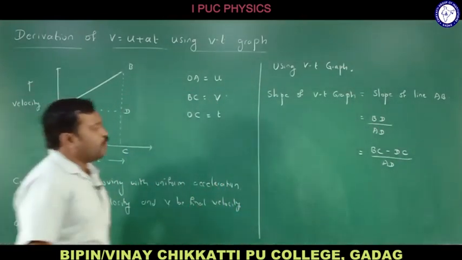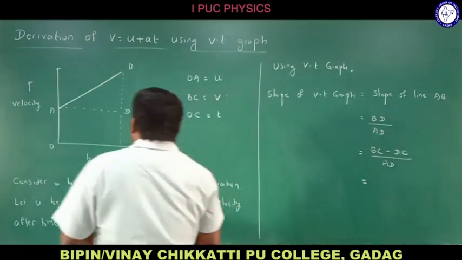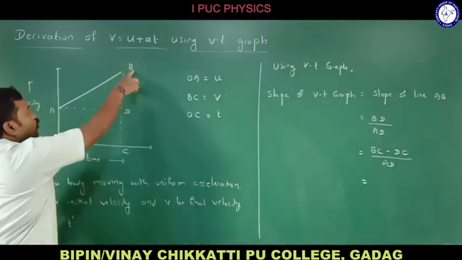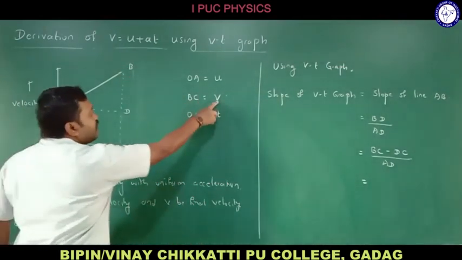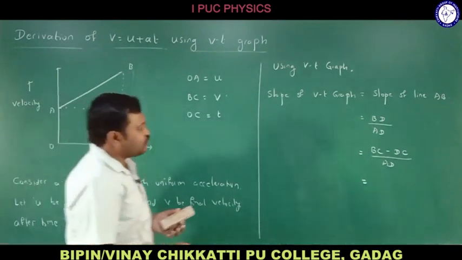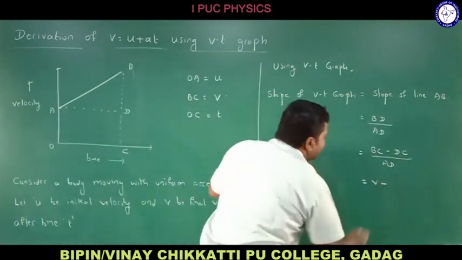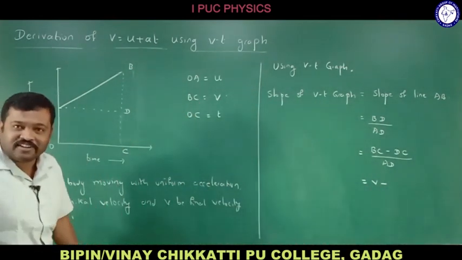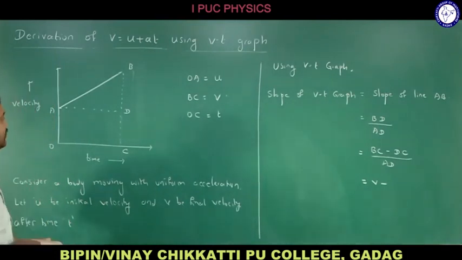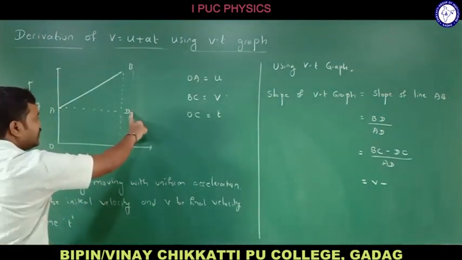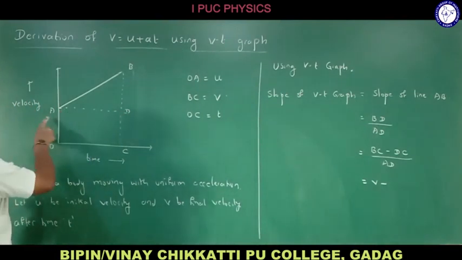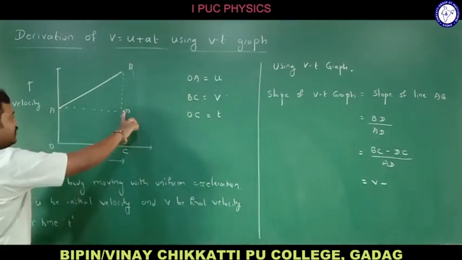Come on, tell me, what is BC? Where is BC? This is BC. What is this? This is nothing but the final velocity. Shall I substitute there? So it is final velocity minus. What is DC? Just check it out. In the graph, what is DC? This DC is nothing but AO. This length is nothing but this length.